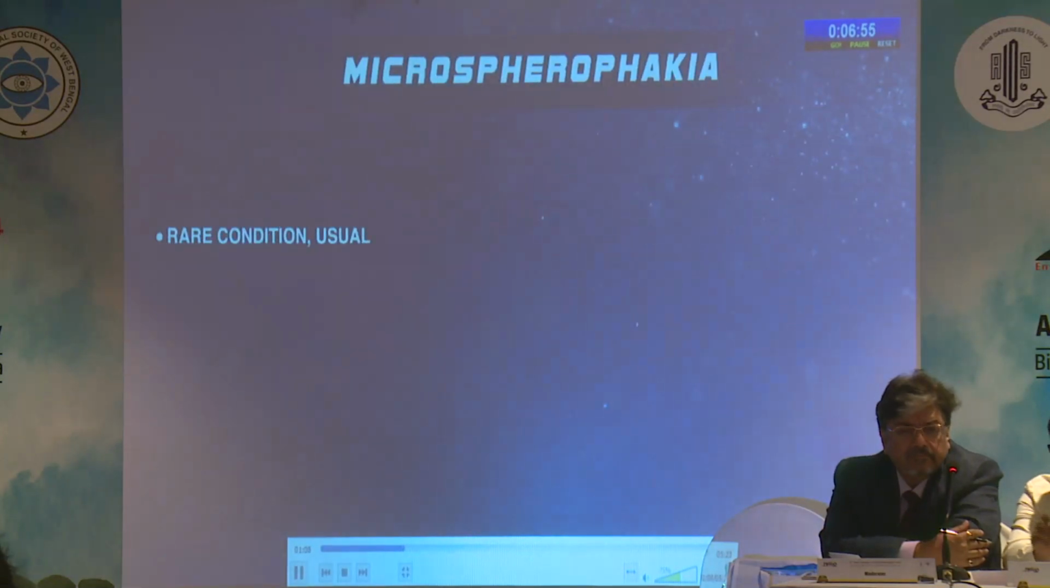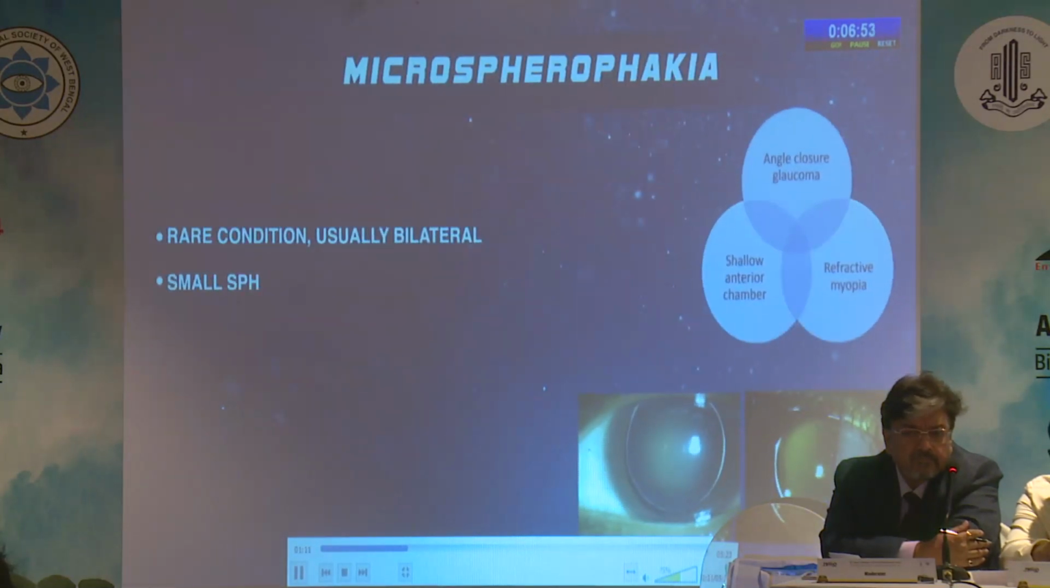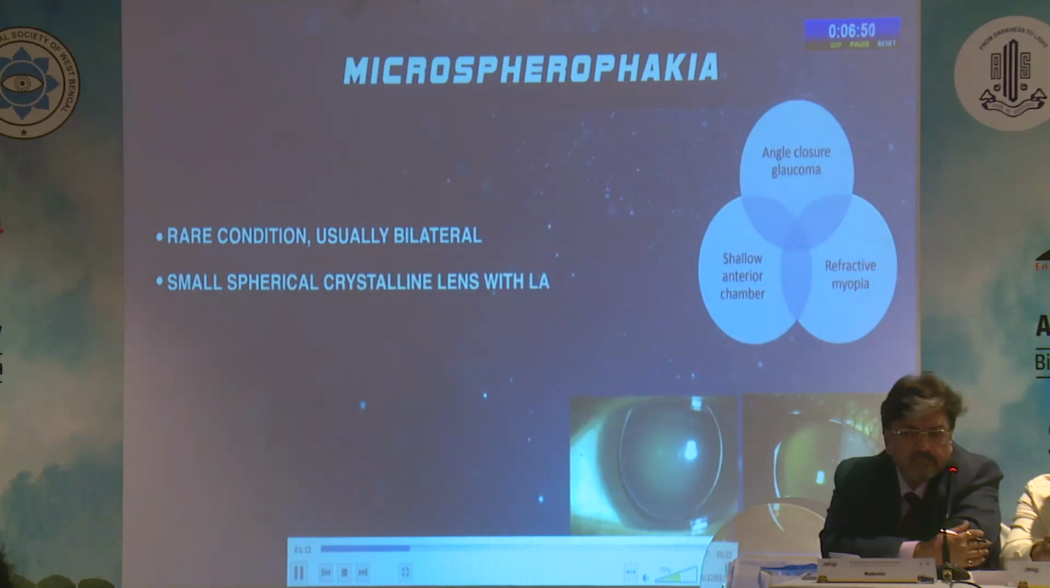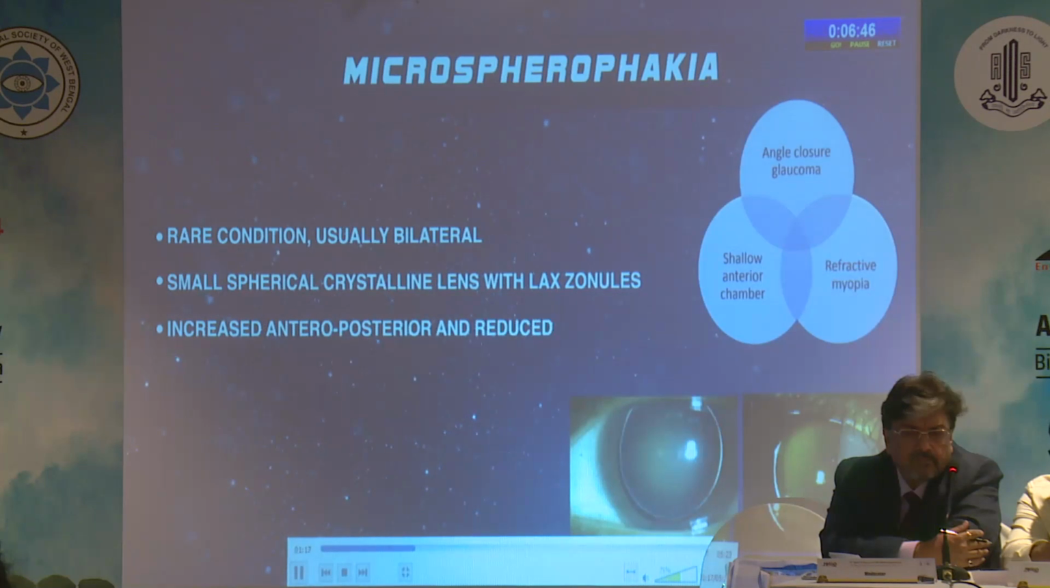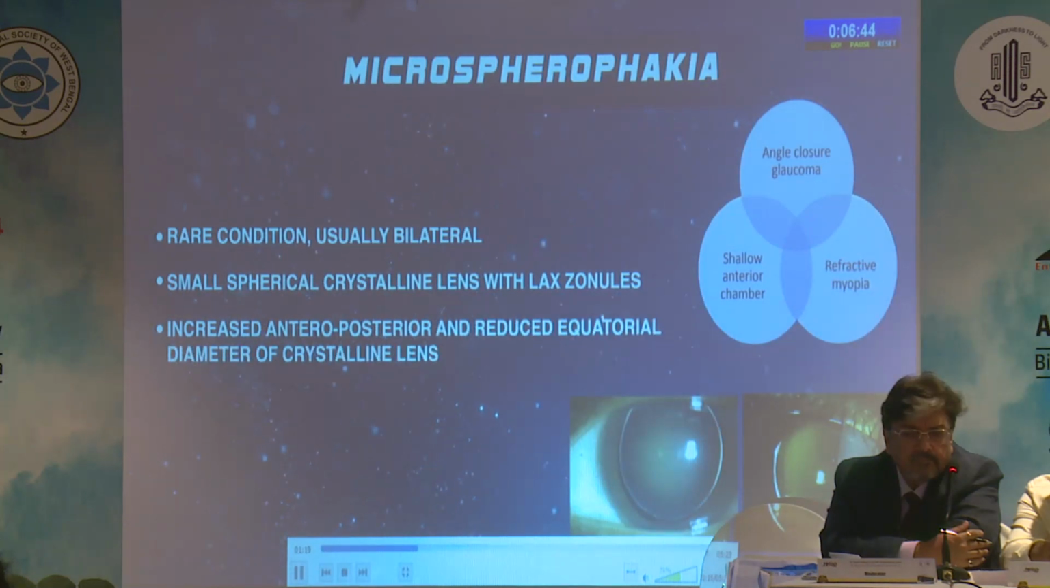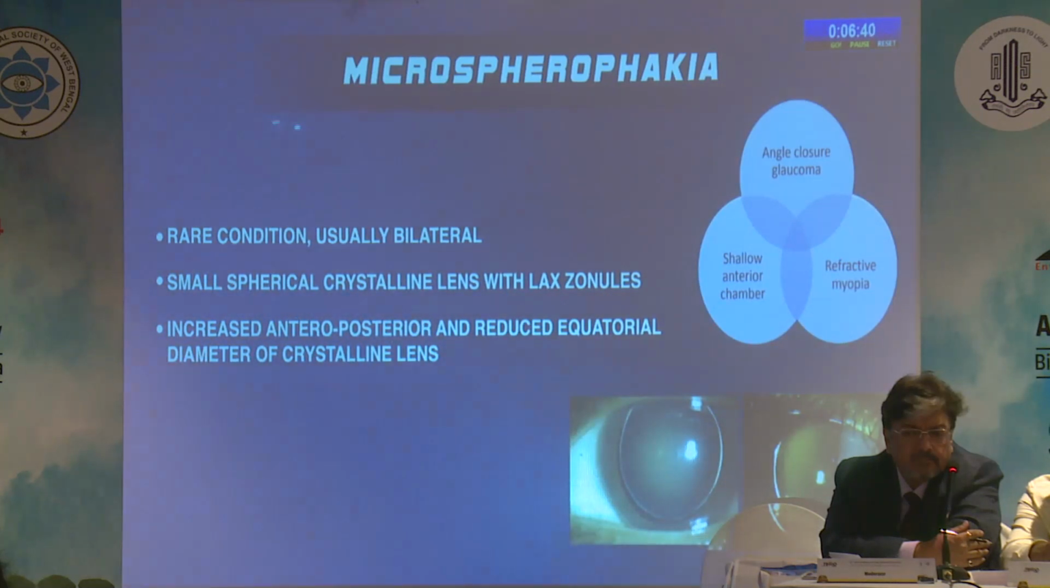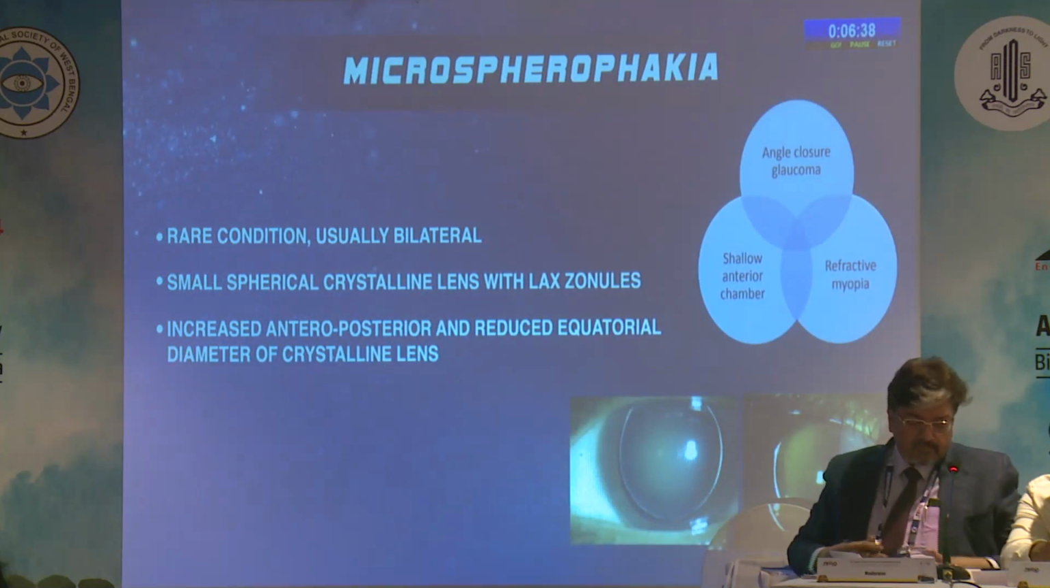Microspherophakia is a rare condition, usually bilateral. In this, there is a small spherical crystalline lens with lax zonules. There is increased anteroposterior and reduced equatorial diameter of the crystalline lens. It can lead to angle closure glaucoma, shallow anterior chamber, and refractive myopia.